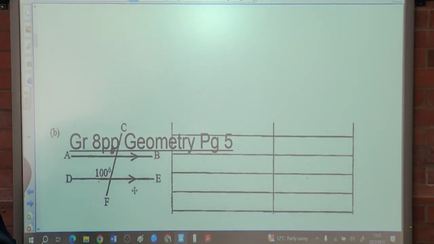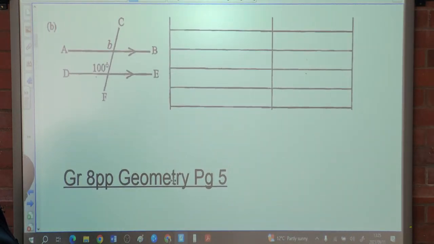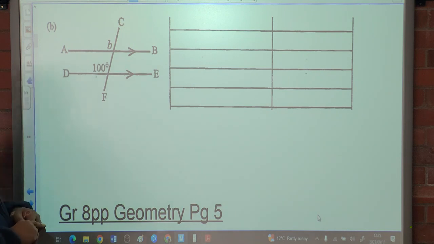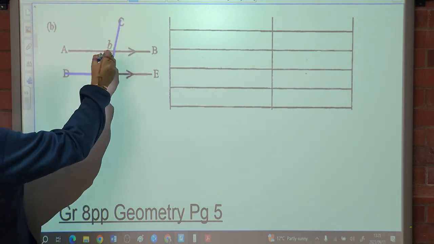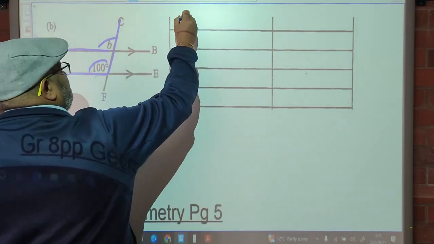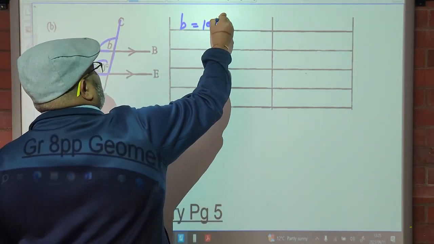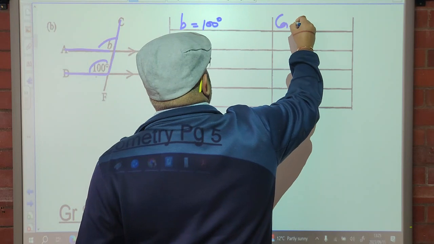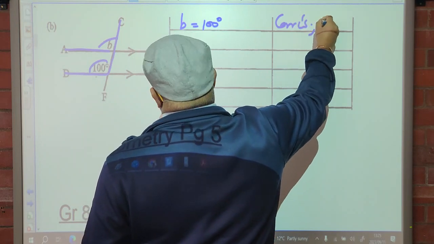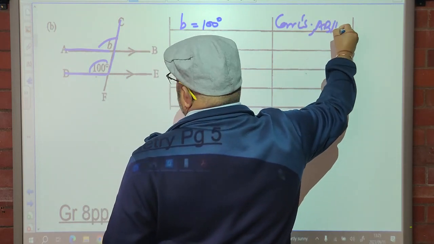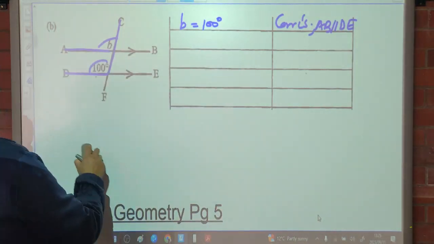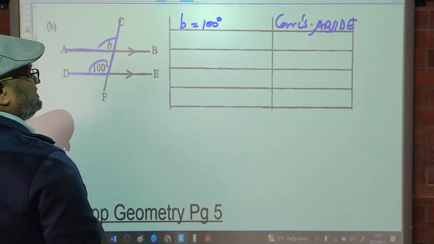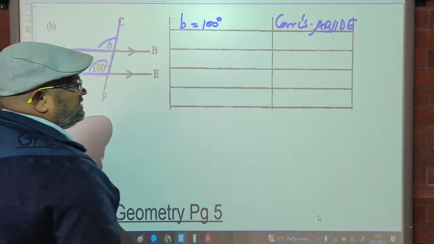Right, let's look at the next one. B. Okay, relax. The F is lying this way now. So then angle B is equal to 100 degrees. Why? Corresponding angle with AB being parallel to CD. As you can see, that's a D there. So D. You all agree with that?